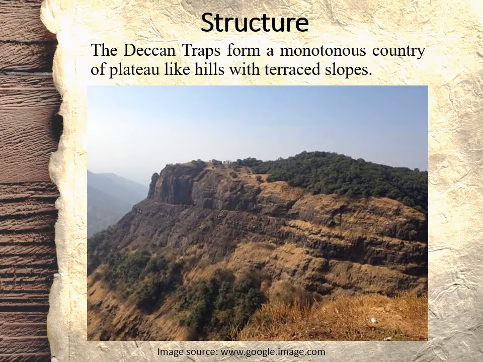Now coming to the structural features, what we observed in the Deccan Trap flows. First, as I already told you, the Deccan Trap lavas, what is exposed nowadays, look like foot stairs. So that is why the name traps came. It's a monotonous body of effusive igneous rocks, which formed some plateau-like hills, that means flat top hills with terraced slope, that means step by step gradually decreasing the slope.